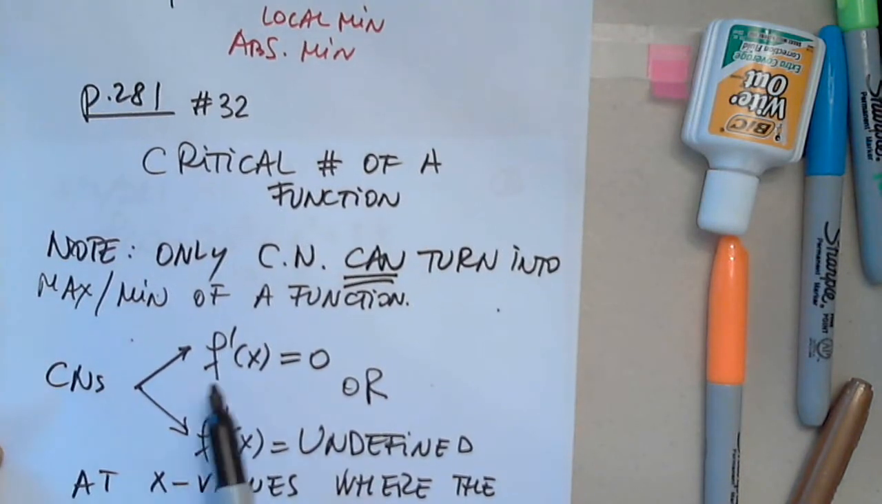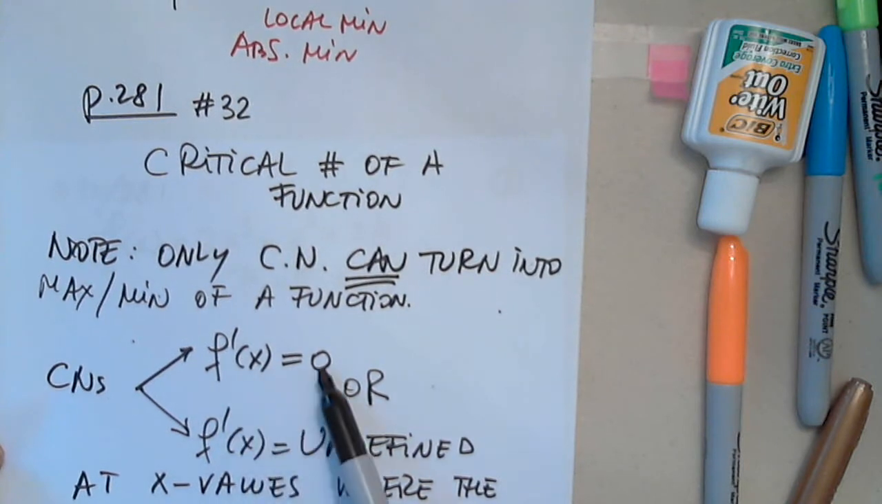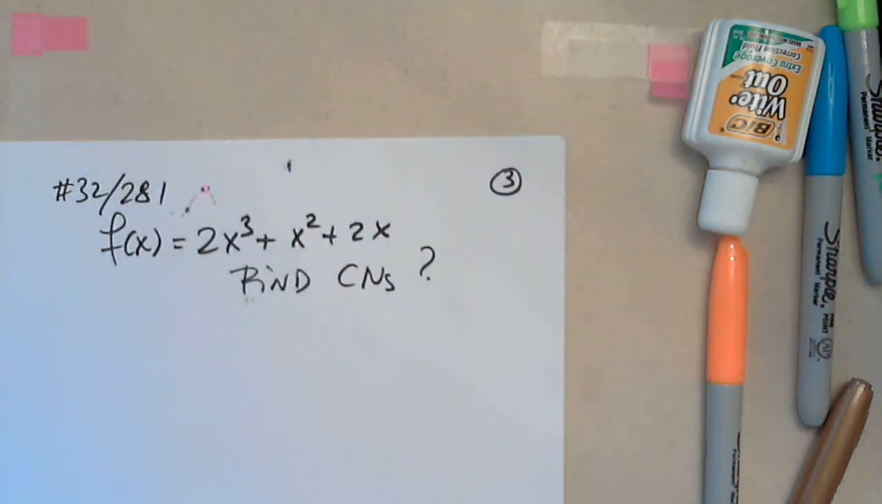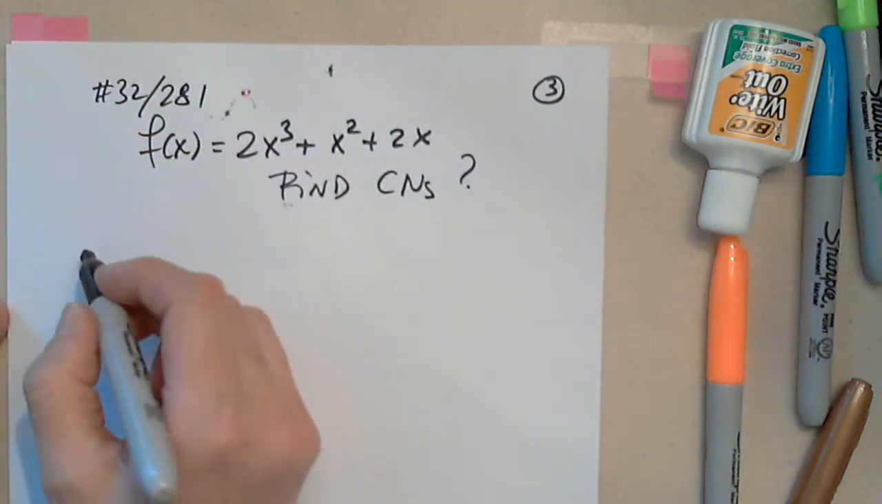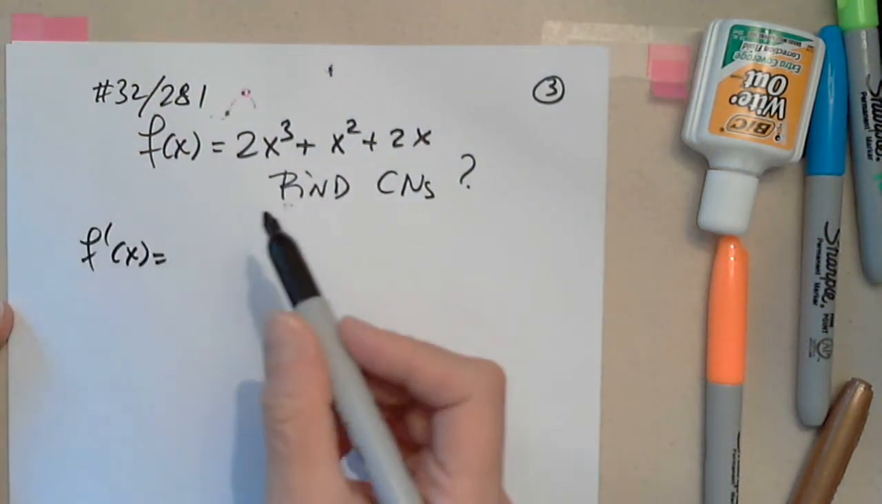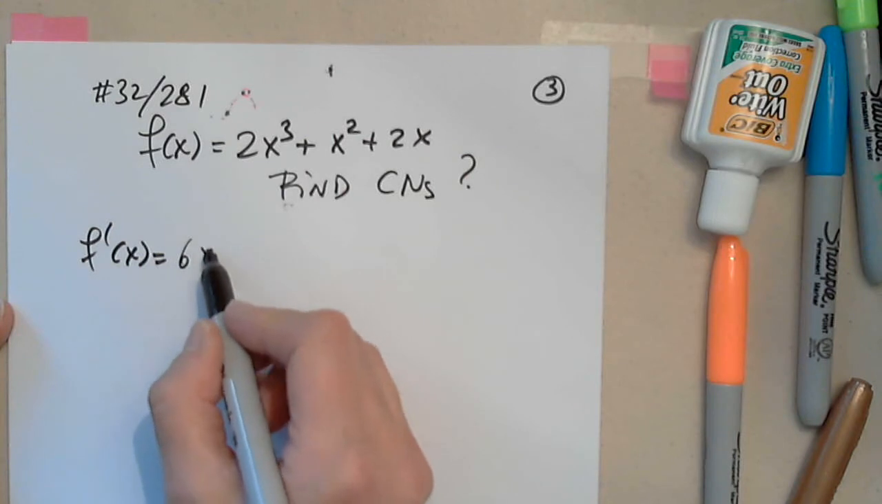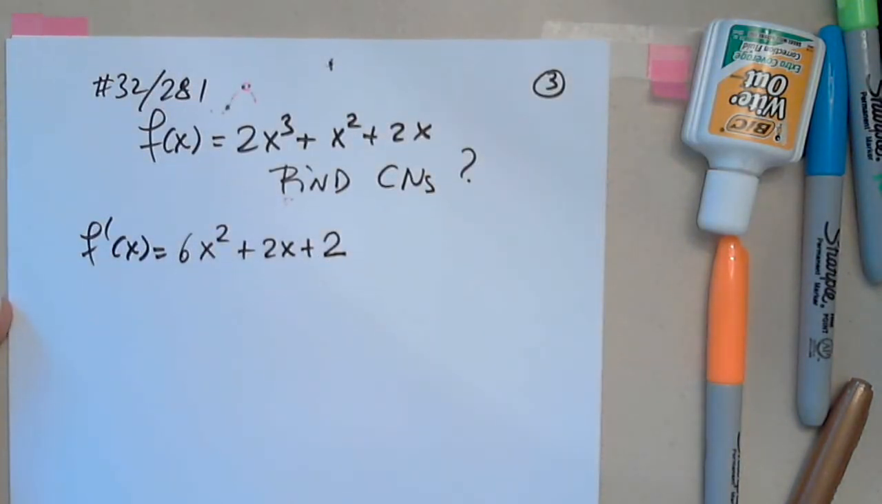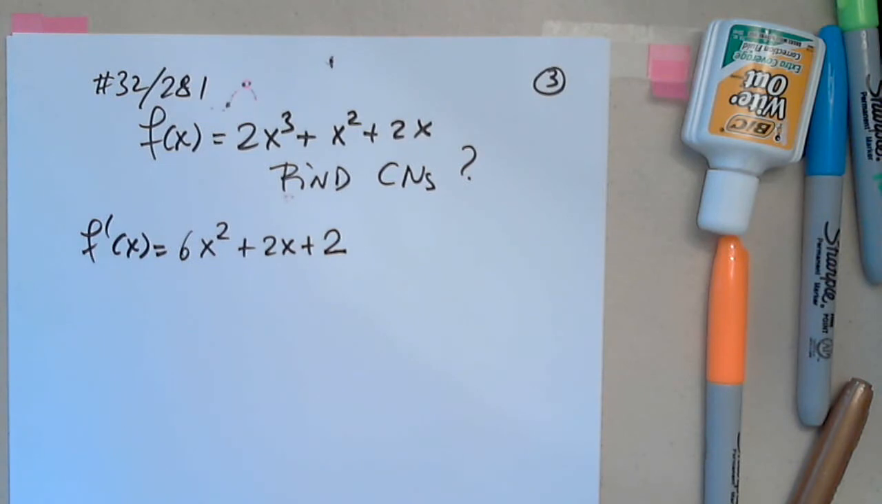Since critical numbers come from the derivative either being 0 or undefined, I have to start by finding the derivative. So then f prime is 6x squared plus 2x plus 2. Is this okay so far?